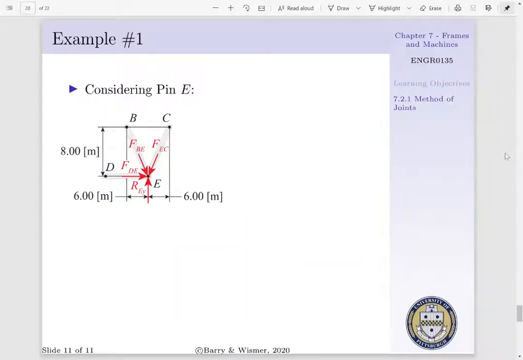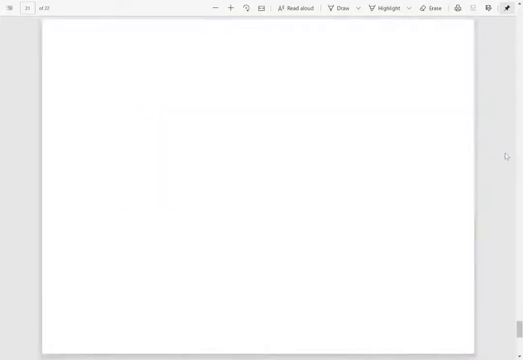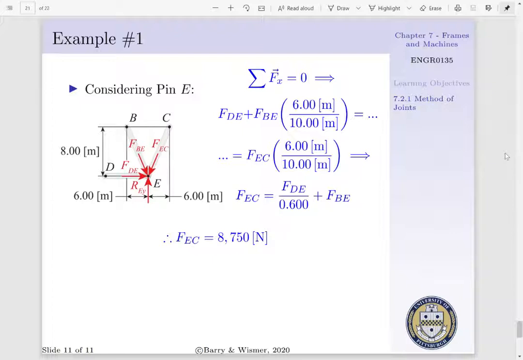Next, we can move to pin E. At pin E, we have FDE, FBE, FEC, and REY acting on it. If we take the summation of forces in the x direction, we'd have FDE plus FBE times cosine theta, and this is equal to FEC times cosine theta. Thus, FEC is equal to FDE per 0.600 plus FBE, and we find FEC being equal to 8,750 newtons.